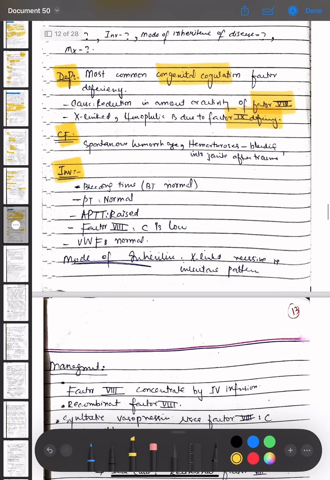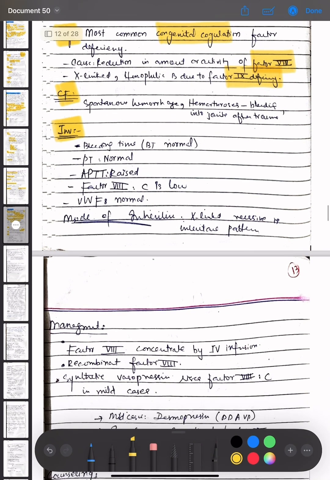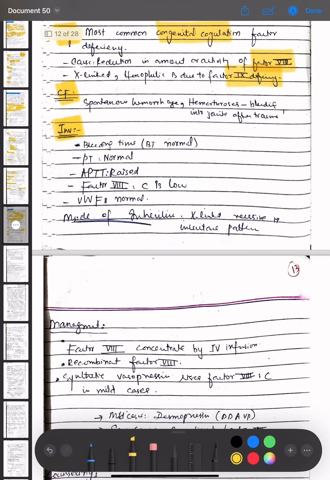The investigation findings for hemophilia are bleeding time normal, PT normal, APTT raised, factor 8C low, and von Willebrand factor normal. The mode of inheritance is X-linked recessive.